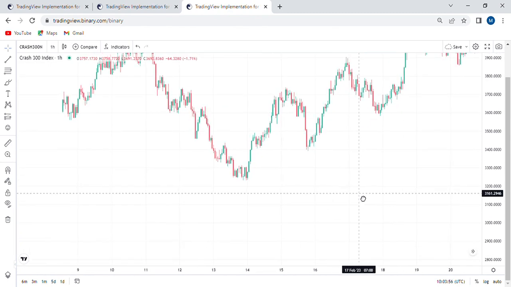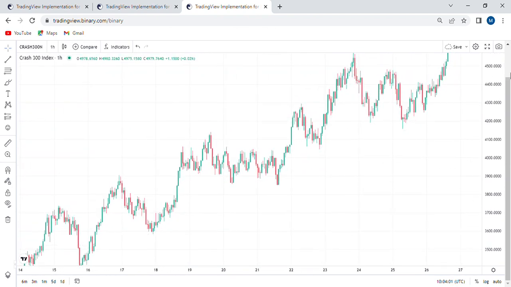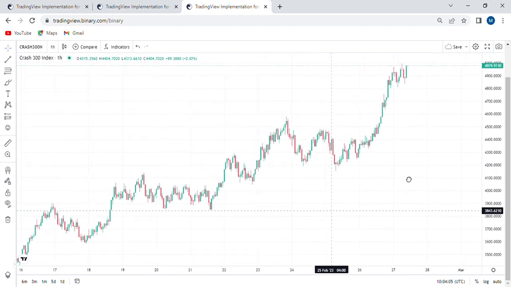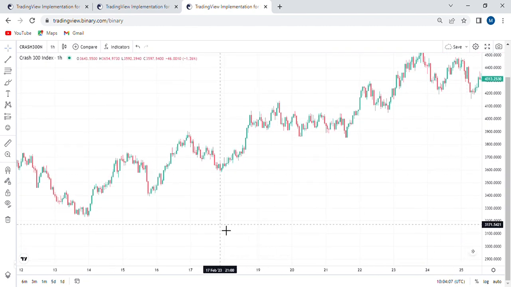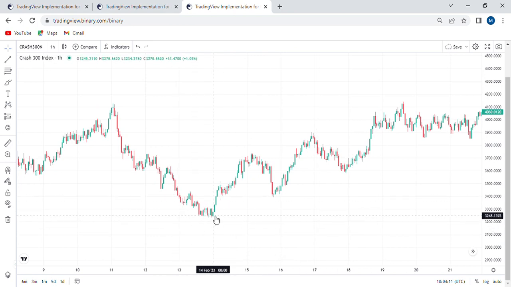It is not as clean as it is with the drawing. The way you see it in textbooks, it is not as clean as that when you get to the real chart. Okay, so this is a market structure. First of all, I will start from here. I will show you exactly how we got an uptrend here.